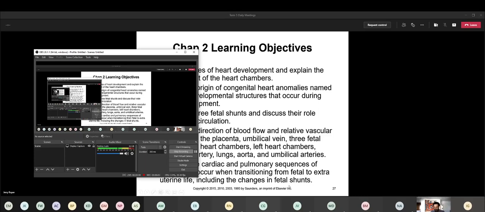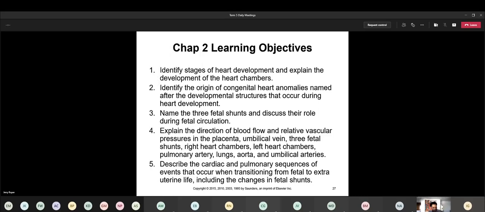So for this chapter, we're just going to go back to development, but we're just going to focus on the heart. And this leads into the congenital heart defects that some babies are unfortunately born with. And of course, it could be pinpointed to whatever didn't happen while it was supposed to have been happening with this heart development in utero.